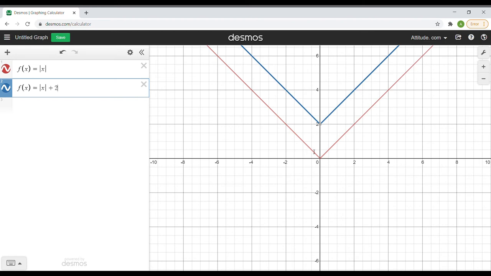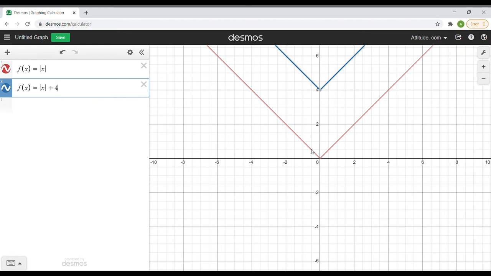What happened once we added 2 externally? It just shifted from 0 to 2. How much we are adding, that much it shifts. So if we add 3, it just moved from 0 to 3. If we add 4, it moved from 0 to 4.